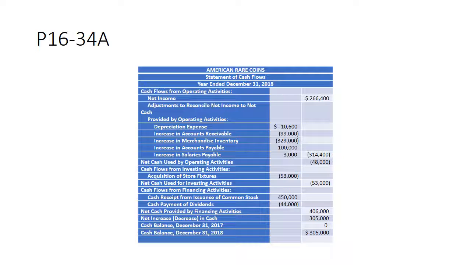So overall, financing activities provided us with $406,000 in cash. So we brought money in by financing the company by selling stock. We spent $53,000 on store fixtures, our investing activities, and we spent $48,000 more than we brought in our operating activities. So we net those three categories together. Subtract the 48, subtract the 53, add the 406. And that will tell us how cash changed during the year.